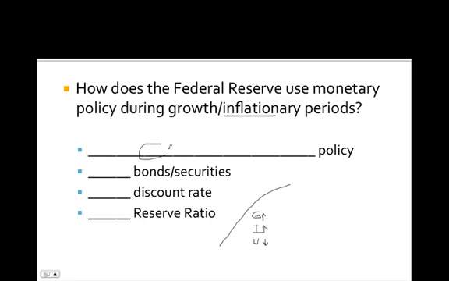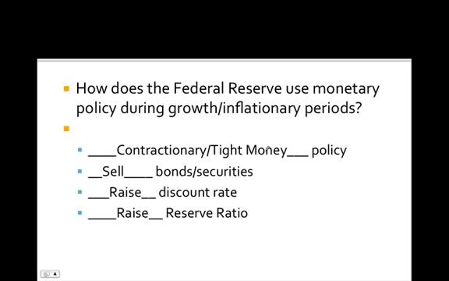You should have said that the Fed will sell bonds. When the Fed sells bonds, that means they're putting bonds out in the economy and money's coming back to the Fed. Raise the discount rate and raise the reserve ratio. If you raise the discount rate, it becomes more expensive for banks to get loans, so they're less likely to do so. And if you raise the reserve ratio, then the Fed has said that banks have to hold more and more money on hand, and that means banks can't loan out as much money. So all three of these actions will contract the money supply.